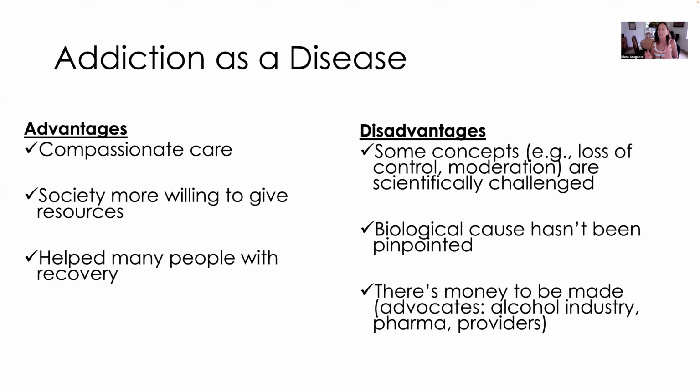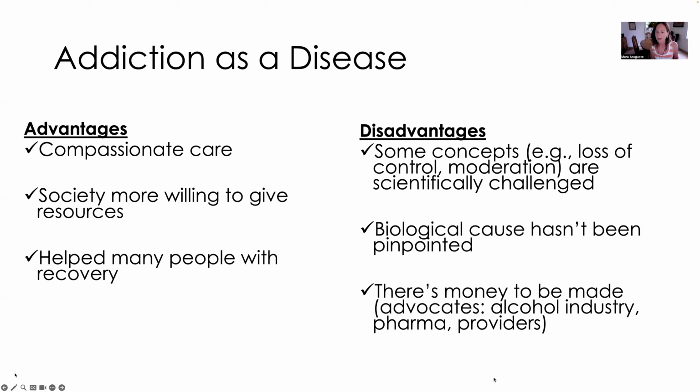Well, these concepts have been scientifically challenged. So this idea that you need abstinence or that it's always a loss of control, no, that's not always been true in the science. The other thing is that the biological cause hasn't been pinpointed. It's not like you can say, oh, this is the gene for alcoholism. Here's the gene for heroin use. So we really don't know that much about it. It has a lot to do with neurotransmitters. I think we'll talk about it in this class.